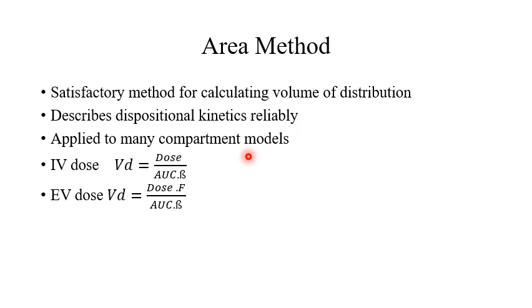So, following the area under the curve method, if a drug is given by intravenous dose, volume of distribution will be equal to dose over area under the curve times beta, and for extravascular routes the volume of distribution is dose multiplied by F, the bioavailability, divided by the area under the curve times beta. Now let us discuss these different variables. Vd is the volume of distribution, its unit is liter, and it is calculated by the area under the curve method. Dose is the amount of the drug, in milligrams or micrograms.